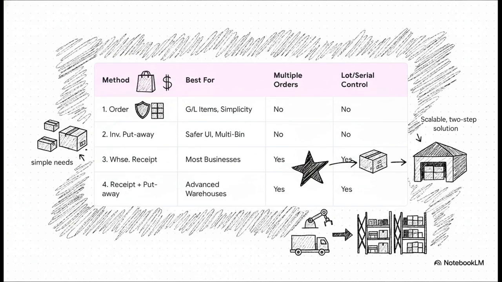If you've got simple needs or you're handling GL items, Method 1 is your go-to. If you want a safer process and don't care about lot numbers, Method 2 is a solid choice. Method 3, the warehouse receipt, that's really the powerful sweet spot for most businesses. You get multiple orders and full item tracking. And Method 4, that's your heavy-duty, scalable solution for advanced warehouse management.